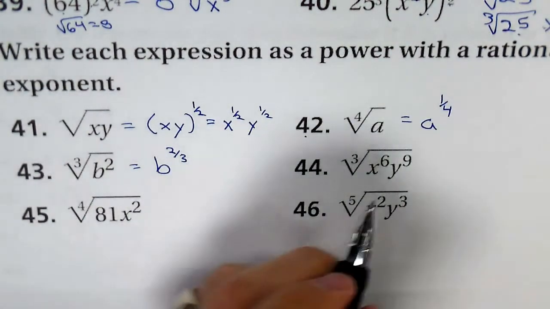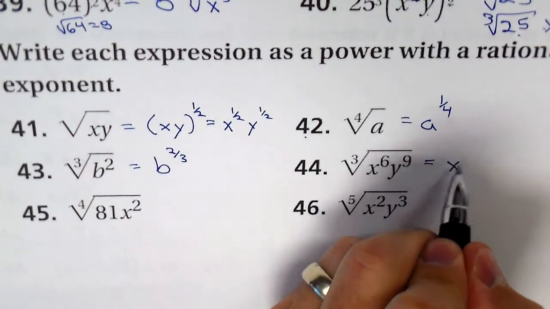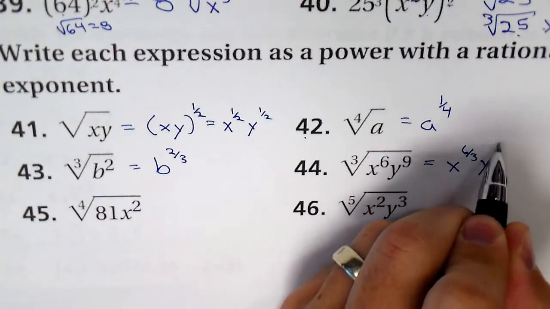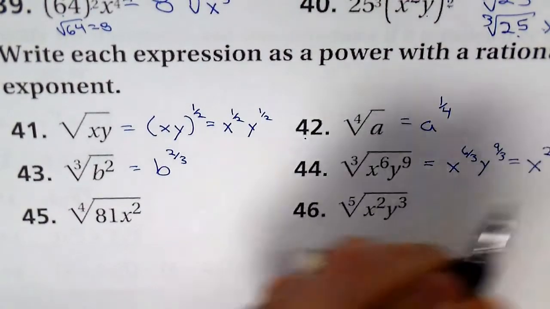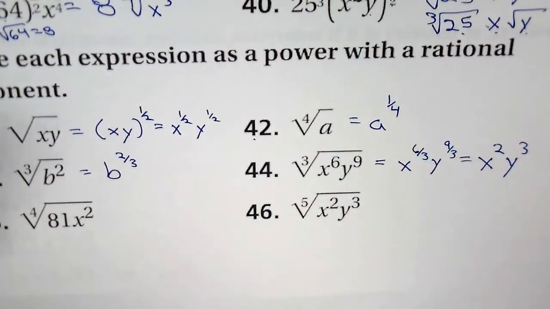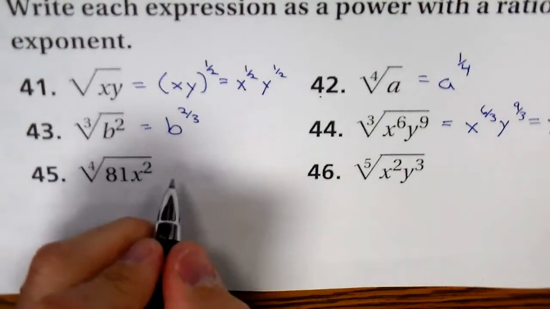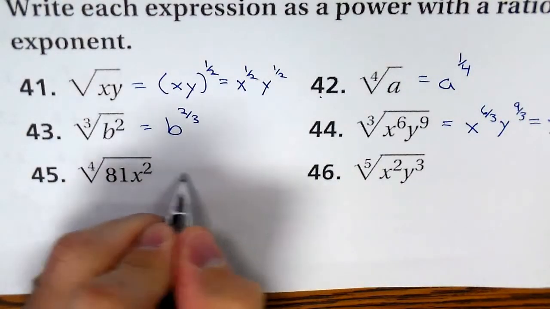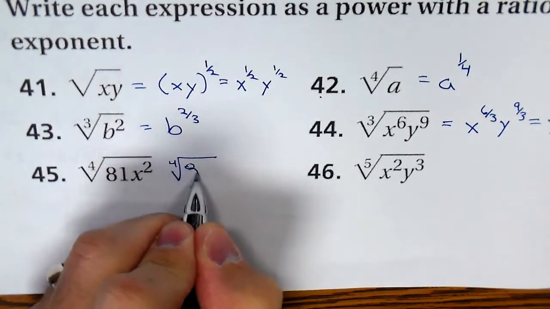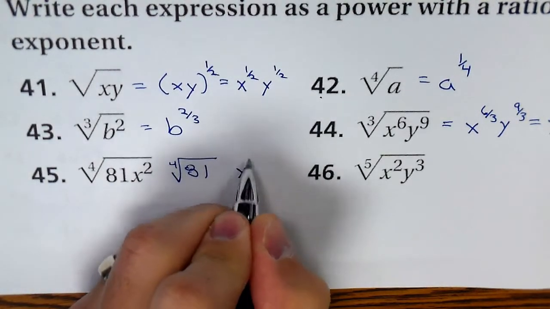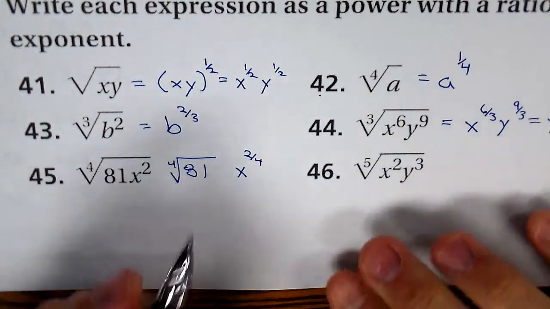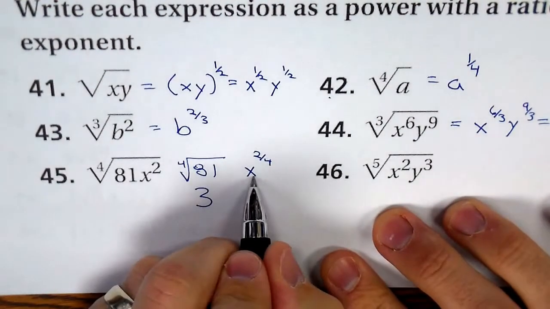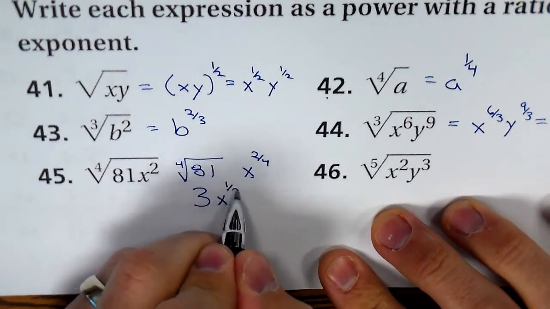to the 2/3. For 44, we get x to the 6/3, y to the 9/3, which we can simplify both of them and get x squared, y cubed. They simplify the fractions. 45, let's separate these first. I have the 4th root of 81 and then x to the 2/4 because I want to look at that 4th root of 81. The 4th root of 81 is 3 times 3 times 3 times 3. It's 4 3's, so this actually becomes 3, and then the x to the 2/4 is x to the 1/2.